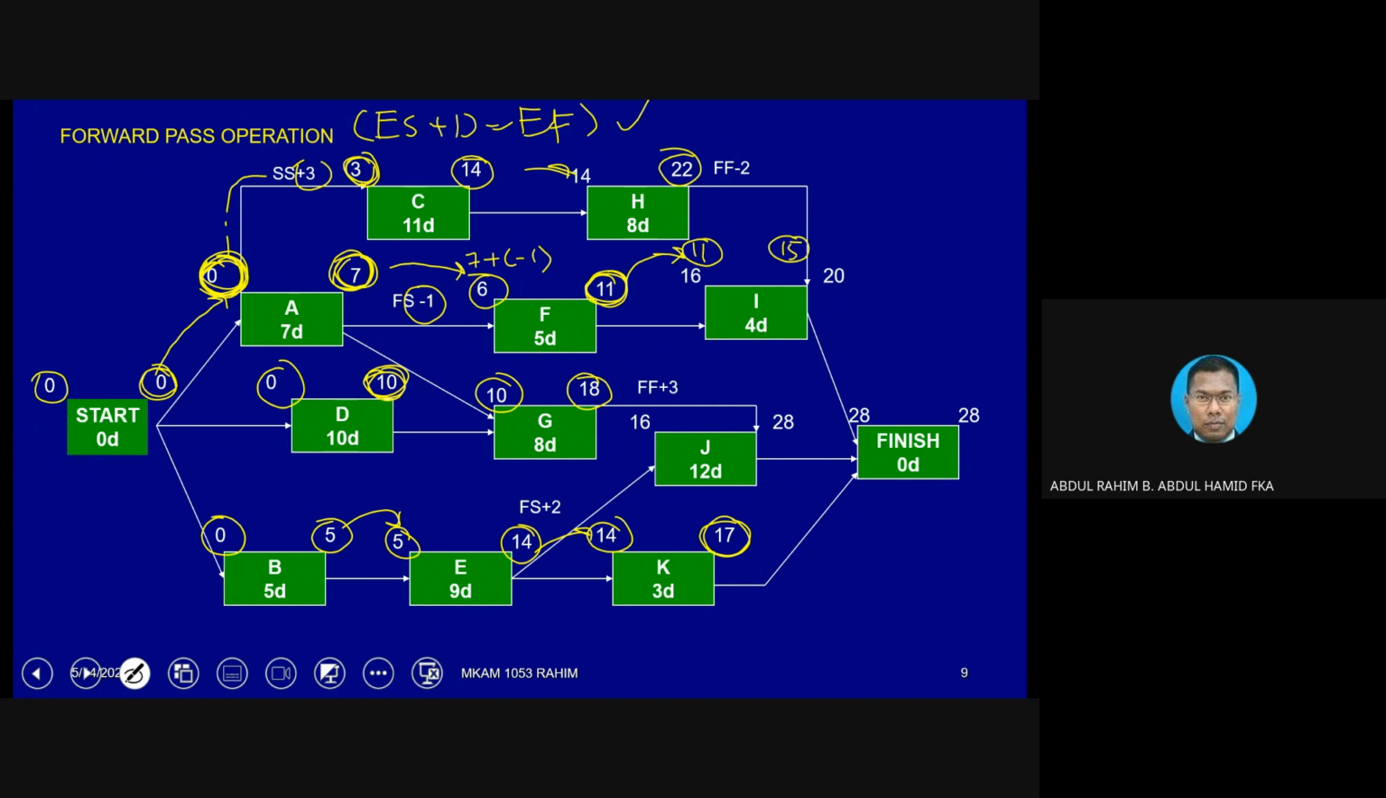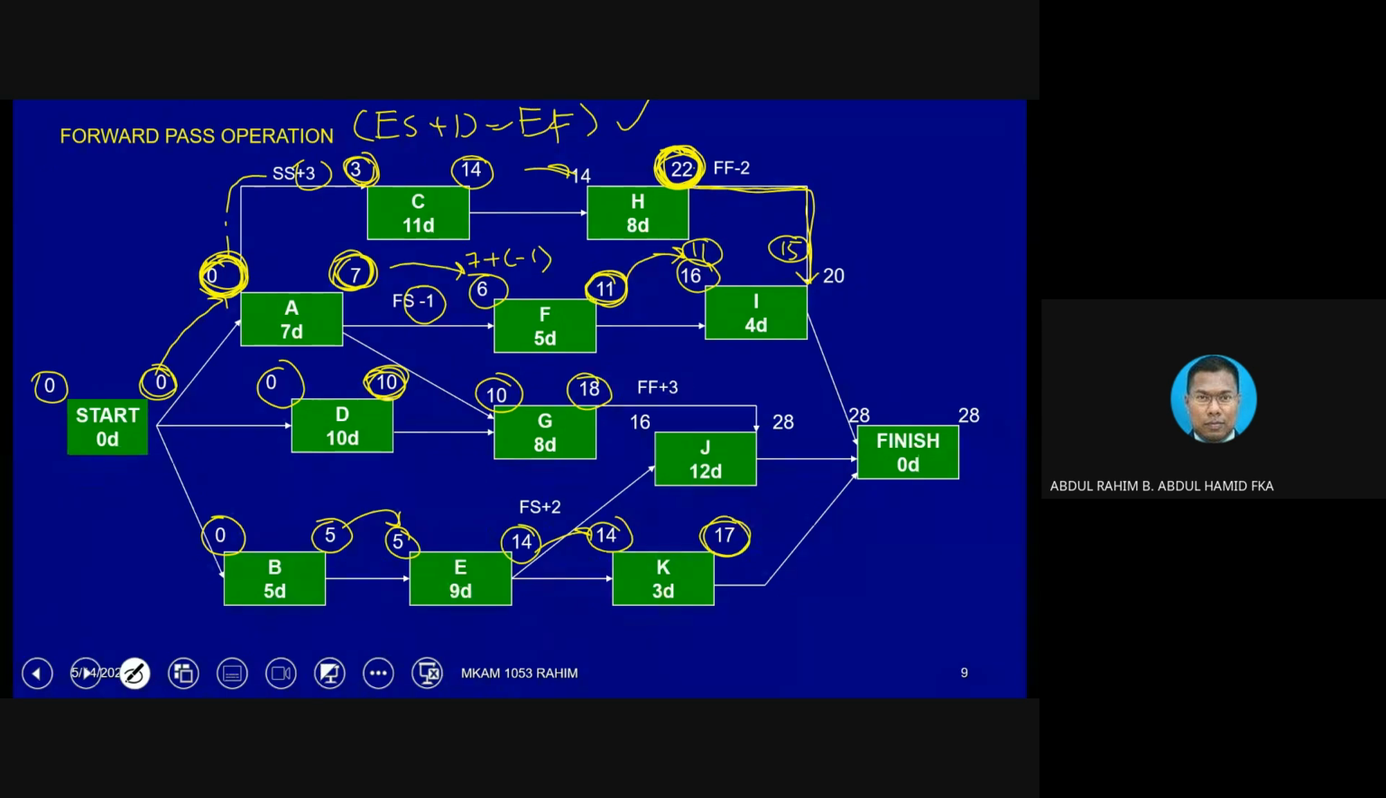FF relationship means that the value from the back of the box is the one that we need to consider. We do not take the value at the back of H, for instance, and put it here. No, no, no. We must follow the arrow. So 22 will follow the arrow and it will be at the back of the box.